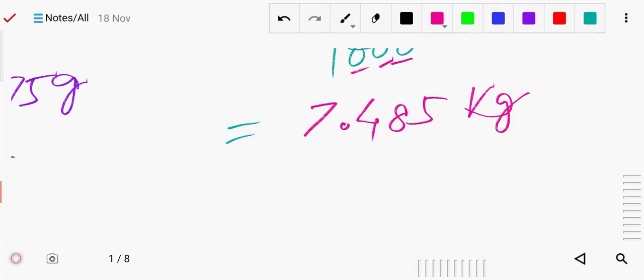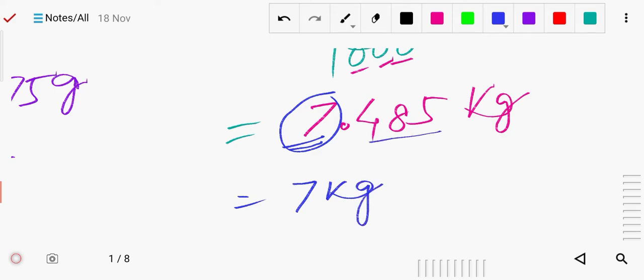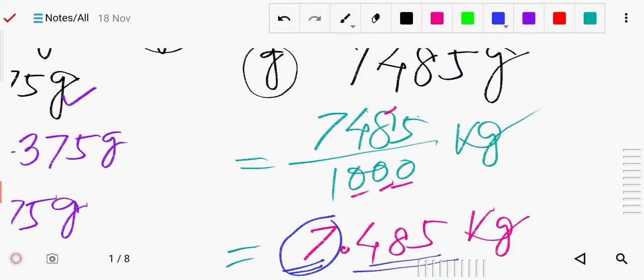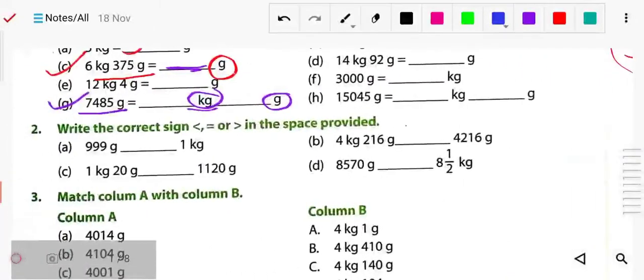So what we can do, the whole part we can write as a kg. So this will be the 7 kg, and after this point means the right side of the decimal, that will be in the gram. So 485 gram. Okay, so your answer is 7 kg 485 gram. Okay, so that's the answer of this number G. So what we got here, 7 kg, here is got 485 gram. So likewise you have to do. Okay, remaining question you can solve.